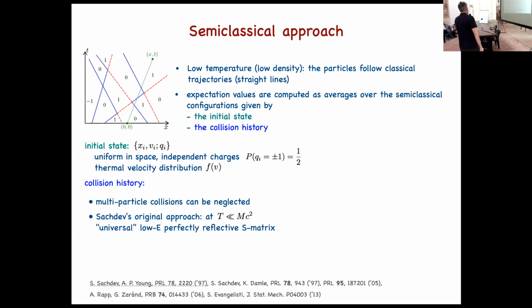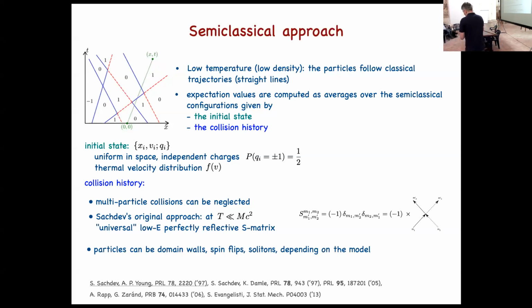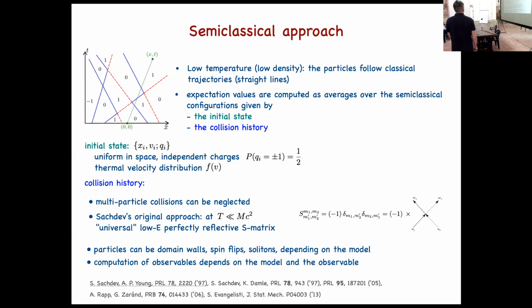And in my talk, you will see I will try to improve on this aspect of the method. This is just a drawing of these perfectly reflective collisions. Now, I'm talking about the sine-Gordon model today, but this slide is somewhat more general. This approach was not only applied to the sine-Gordon field theory, but to other models as well. Of course, then the particles are not solitons, but depending on the model, they can be domain walls or spin flips or whatever. And of course, I have to tell you how to compute things. I told you that we have to average over these configurations, but still, we need to know how to compute observables. It naturally depends on the models and observables in question.